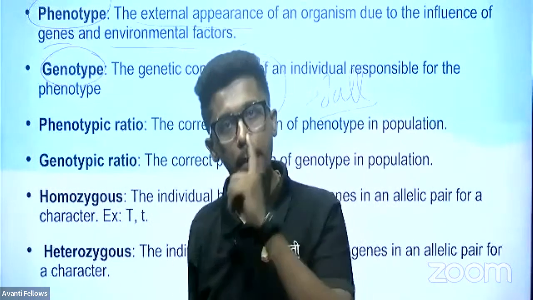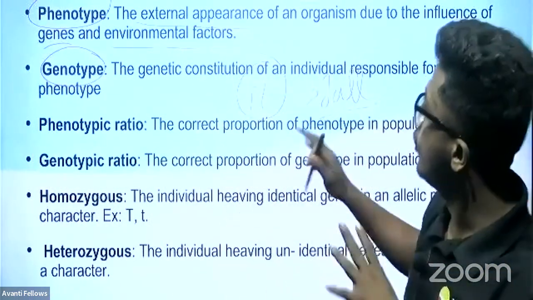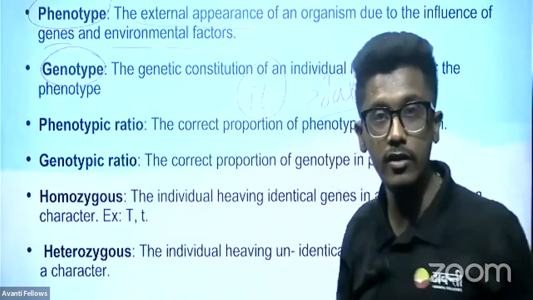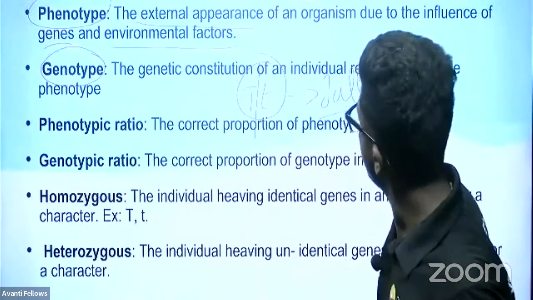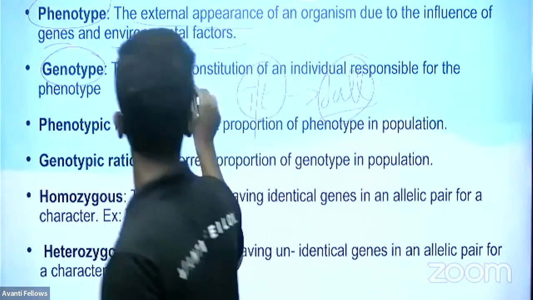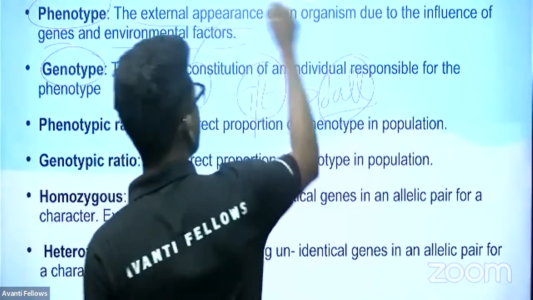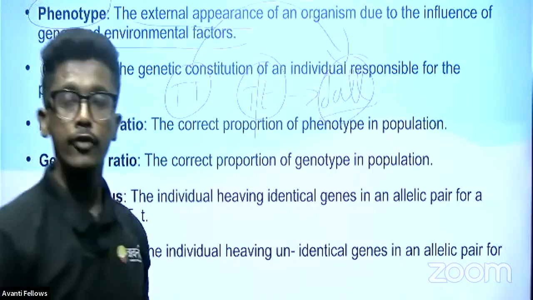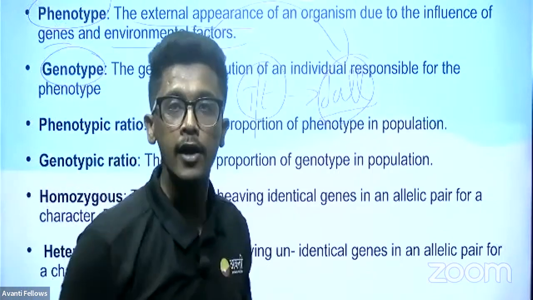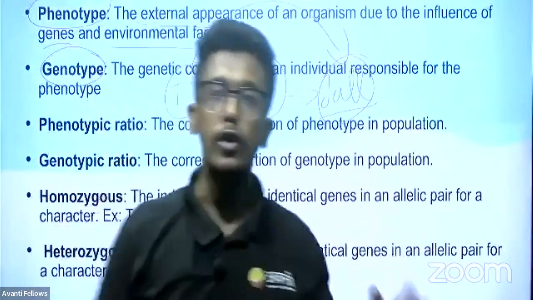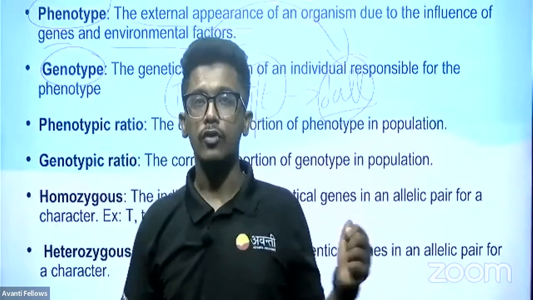So now, when we talk about a genotype, we have two different genes, but the phenotypic character, you see, is tall. If I take capital T also, it will express the same phenotypic character, that is tall. So genotype is something you cannot see. You have to analyze it through a lot of experimentation. So there is a methodology.